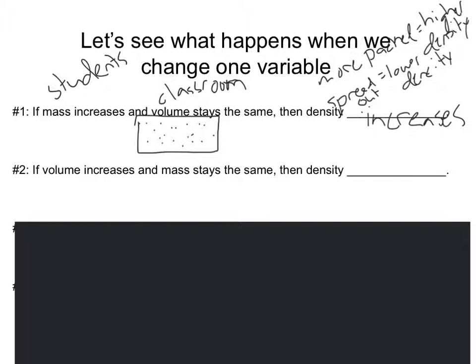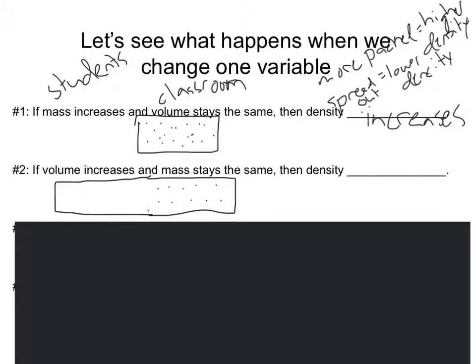Okay, so let's try a second one. If volume increases and mass stays the same, then what happens to density? So I'm going to draw the classroom again, and we're going to put our 10 students in there. And now it says if volume increases, so therefore, we're going to knock out this wall. We're going to take over another classroom, and we're going to make our classroom twice as big. But the mass stays the same, so therefore we're not adding more students.